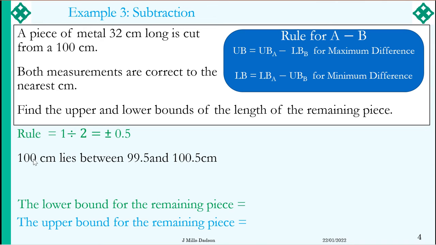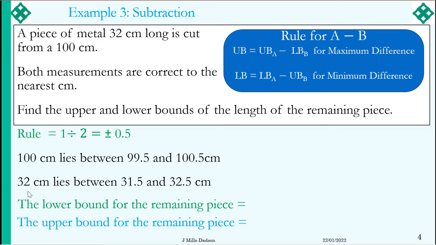So we start. 100 lies between 99.5 and 100.5 cm. So 99.5 is the lower and 100.5 is the upper. Our 32 will be between 31.5 and 32.5, lower boundary, upper boundary. So to get the lower boundary, we take the lower boundary of the bigger number minus the upper boundary of the smaller number. So you get 67 cm.